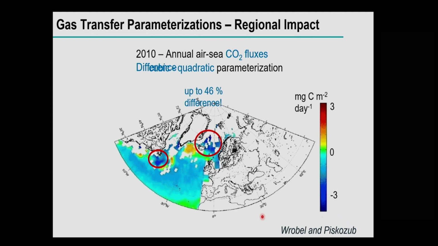Just geographically speaking, what does this mean? With the different parameterizations here, you have a difference of the CO2 flux between the cubic and the quadratic parameterization, and I've highlighted areas here where the difference is important. This is the North Sea, and here is just off the coast of Labrador. You have regions where you also have deep water formation, where the difference is the biggest.